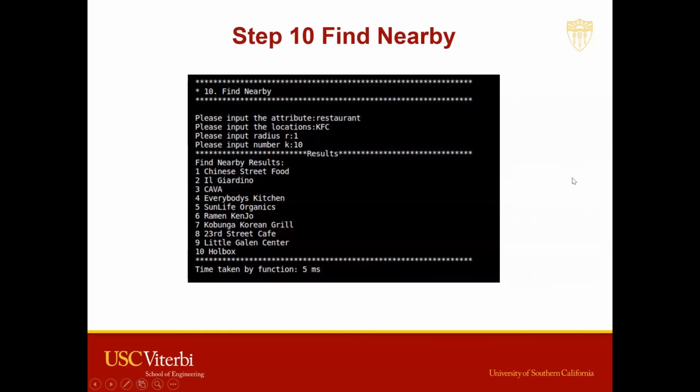Step 10, find nearby. In this function, we need to input attribute, location, radius, and number of members. Then we can get output of a list of locations with the same attribute within the radius we input. Here's a result.